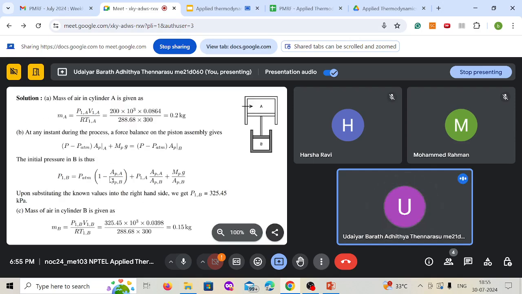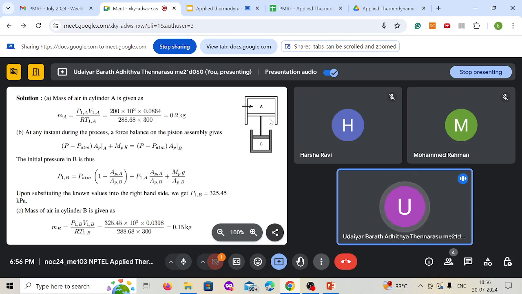Let me give a recap, this being a very big problem. Starting off, we know certain initial states for cylinder A and cylinder B, and we know the initial volume, pressure and temperature. You are supplying some heat, because of which cylinder A expands and the piston moves down by 2 meters, and that compresses cylinder B. So this is what is happening. First, with the known specified conditions, you found out the mass in cylinder A, and then you applied a force balance across the piston.